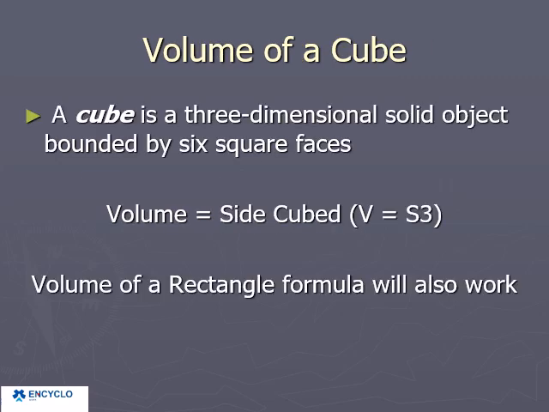A cube is a solid with 6 equal square faces. Its volume is calculated by cubing the side length. That is, side times side times side.